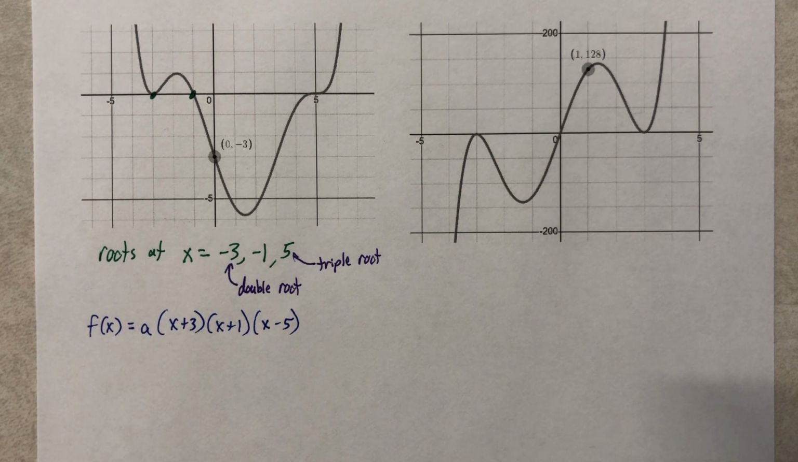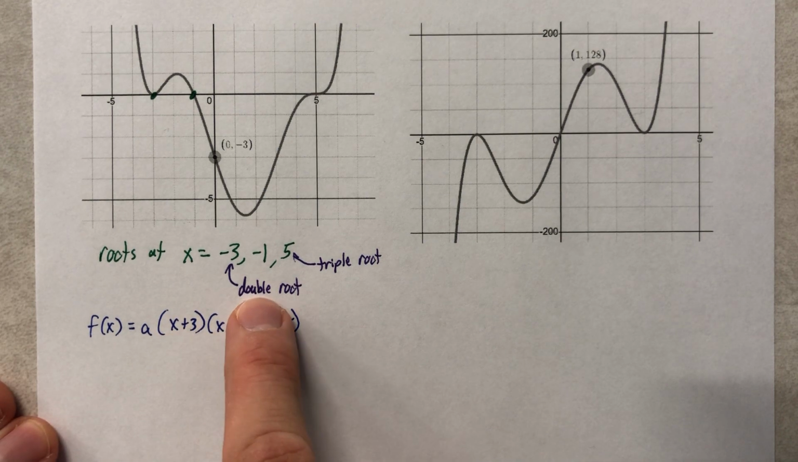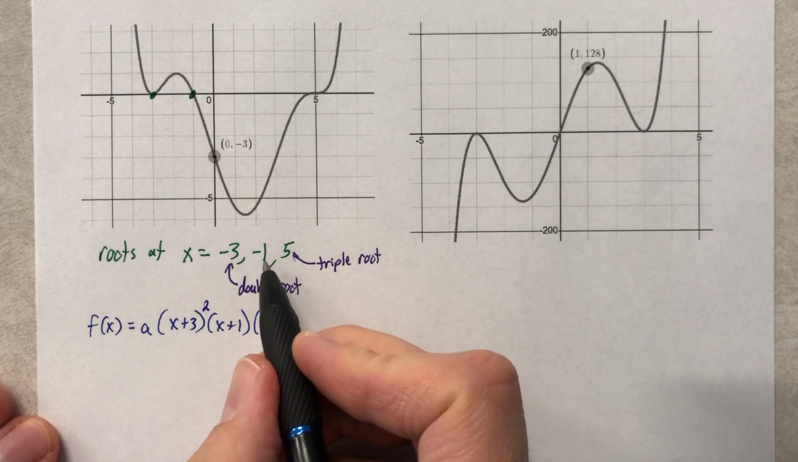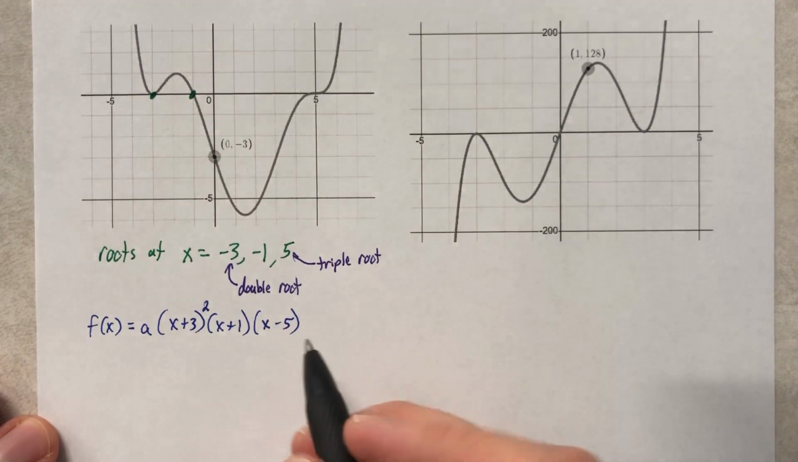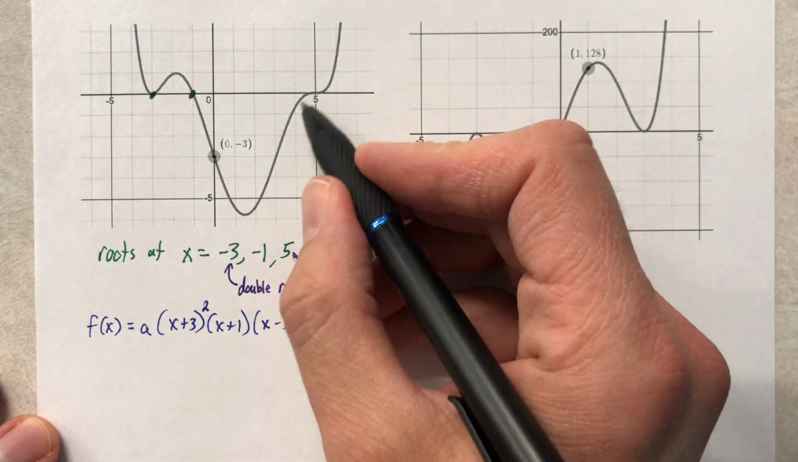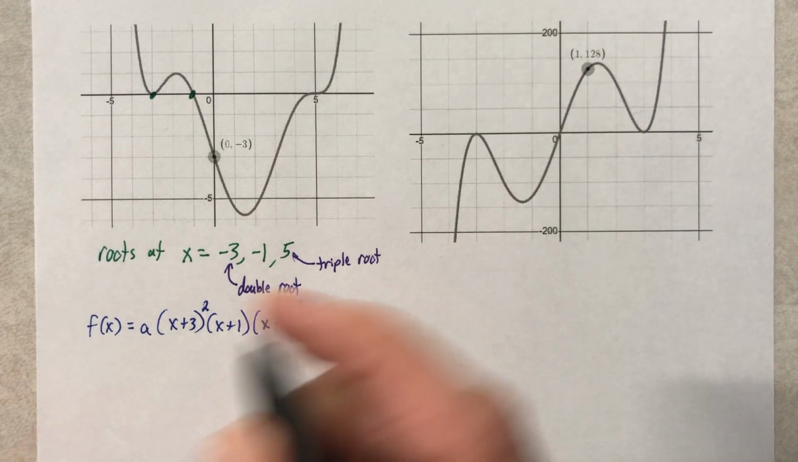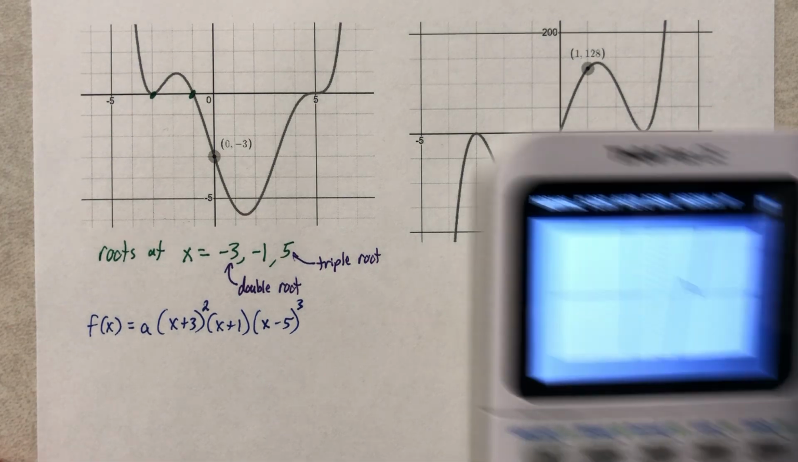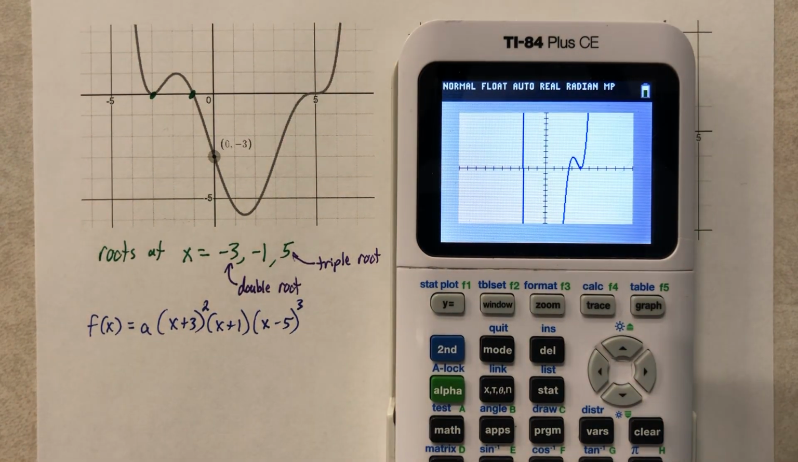Okay, I've left some stuff out. Let's fix it. X plus 3 was a double root. This was a linear root, passed right through. X minus 5 was a triple root. Okay, and here's the thing I'm not telling you that I'm going to tell you. When you leave things out, conspiracy theories are born. So here's the thing I need to go ahead and tell you.